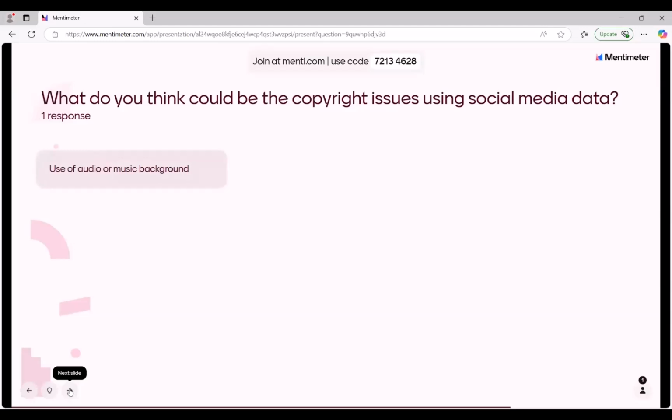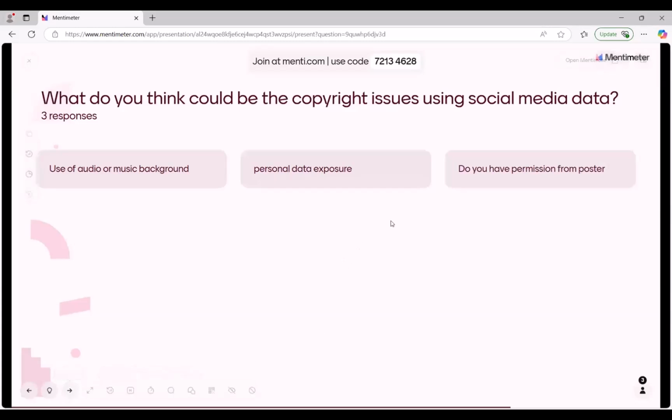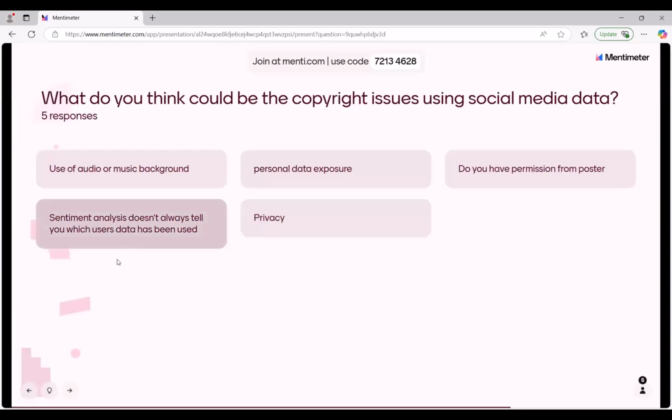Use of audio or music background. Personal data exposure, yeah. Yeah, it's about the copyright issues. So yeah, do you have permission? That's right. Sentiment analysis doesn't always tell you which user's data has been used. Okay. I'm not familiar with the sentiment analysis, but that must be a valid issue. Privacy, not sharing the truth. Yeah. So these are the general issues.